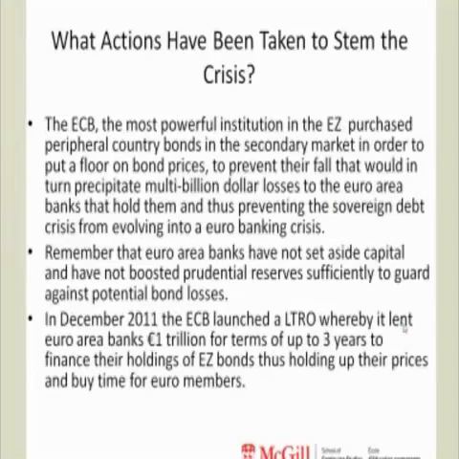Next slide. Now, the European Central Bank, the only functional institution in the Eurozone and the most powerful one, responded initially by buying peripheral country bonds in the secondary market in order to prop up their prices and put a floor on bond prices, this way preventing yields or interest rates on these bonds from rising too high to unsustainable levels. And at the same time, by preventing bond prices from falling too low, it helped protect the Eurozone banking system from huge losses in their holdings of these bonds.